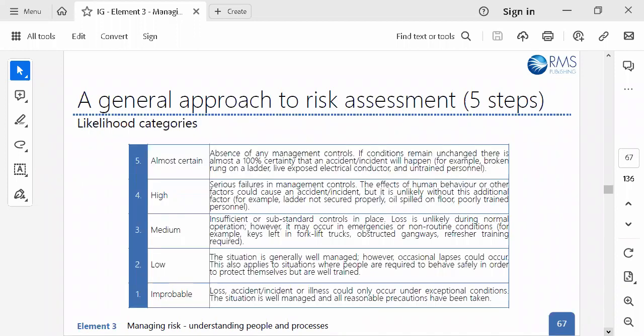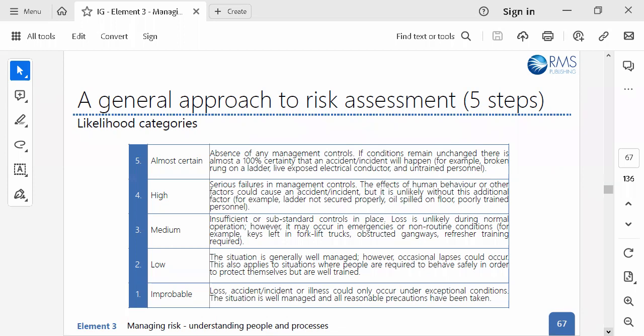Likelihood categories, that is 1, 2, 3, 4, 5. One is improbable: loss, accident, incidents, or illness could only occur under exceptional conditions. The situation is well managed and all reasonable precautions have been taken. So this is an exceptional condition because all the control measures are taken. So we can give category one for that, when all the control measures are given. But if the chance is there, that will be one and that is improbable.